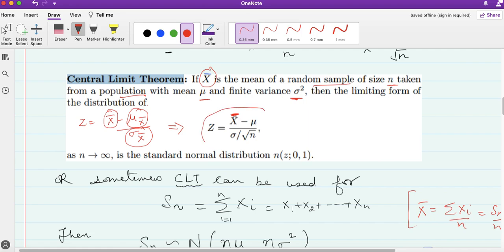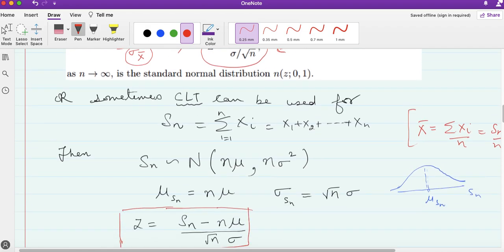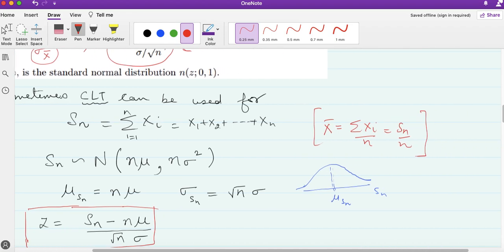This is one of the very important results: whenever the query is over x bars, we can use the CLT. The central limit theorem is always applicable whenever we want to find the probability of the averages. And the same way, we know that x bar is equal to the summation of xi upon n, and that can be replaced by Sn, because we are using Sn as the sum of all the samples.